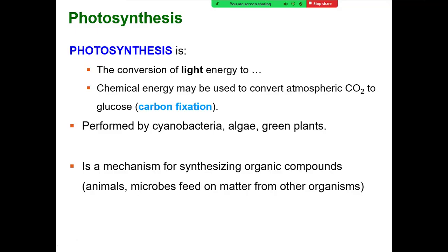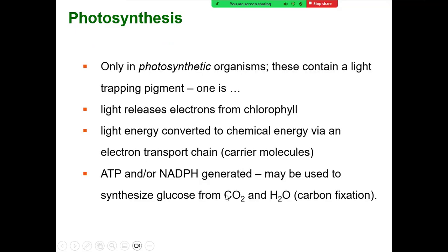Photosynthesis is performed by cyanobacteria, algae, and obviously green plants. And it's a mechanism for making organic compounds such as glucose, which animals and other microbes feed on. Photosynthesis only happens in photosynthetic organisms. These organisms contain a light-trapping pigment. One of them you know is chlorophyll.